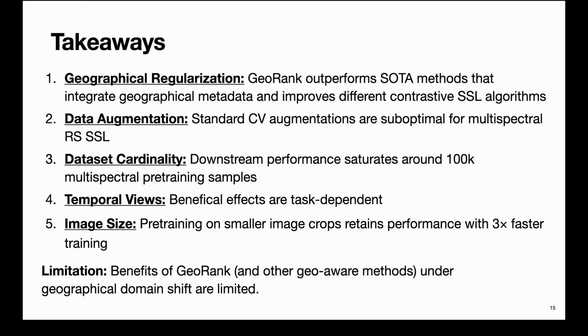A central limitation of GeoRank, as well as other methods that integrate geographical metadata, is that they provide limited benefit under strong geographical domain shift, where train and test regions do not overlap.